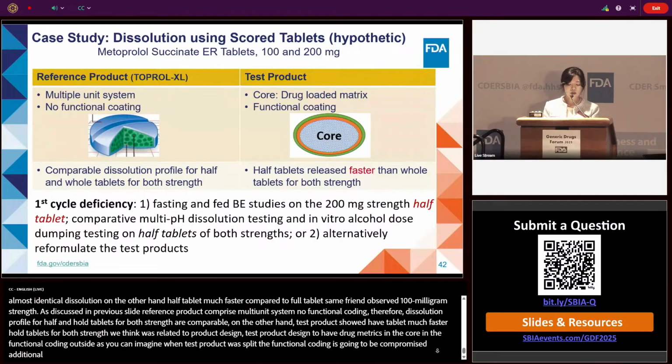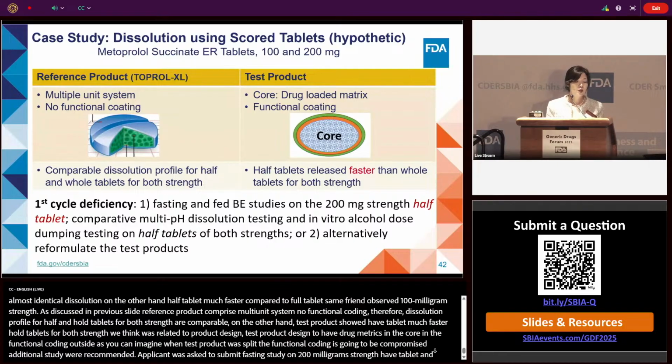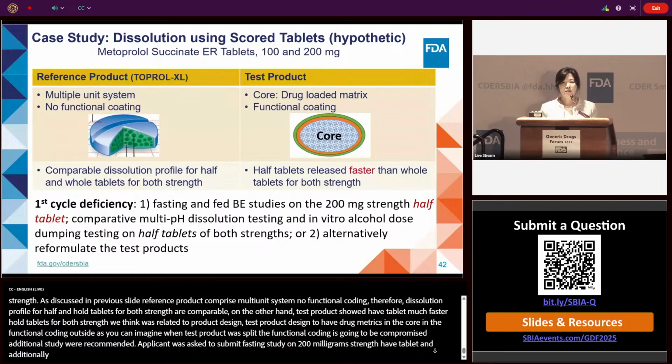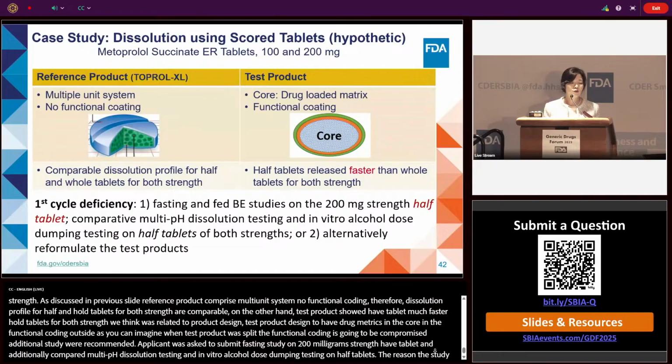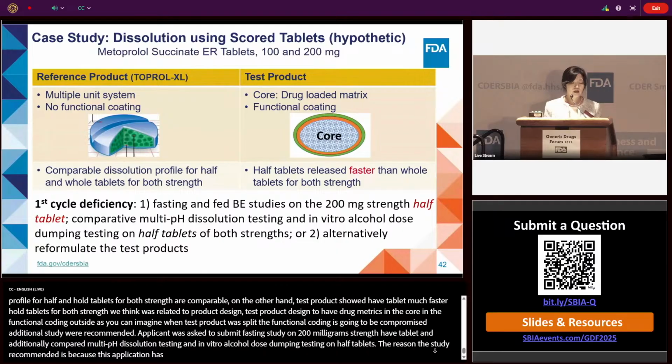Applicant was asked to submit fasting and fed study on 200 milligram strength and half tablet, and additionally comparative multi-pH dissolution testing and in vitro alcohol dose dumping testing on half tablet. The reason this study is recommended is because this application has 100 milligram strength too, and alcohol dose dumping and multi-pH media is important for the waiver purpose. Alternatively, it was asked to reformulate test product.